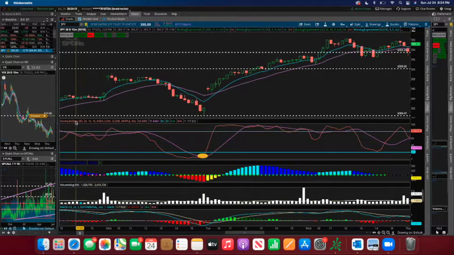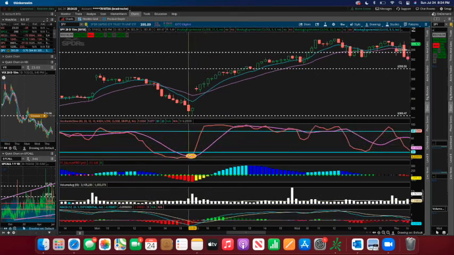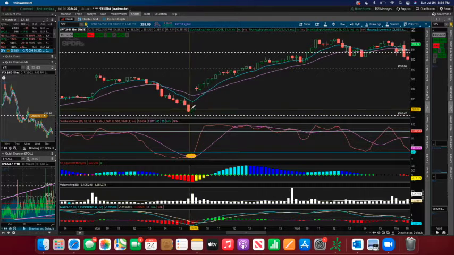Even though the word slows is in it, it tends to be quicker than the MACD for whatever reason. I don't know why it's named that, but I like this indicator. So that's something I like. Okay, we have a nice hammer candle.